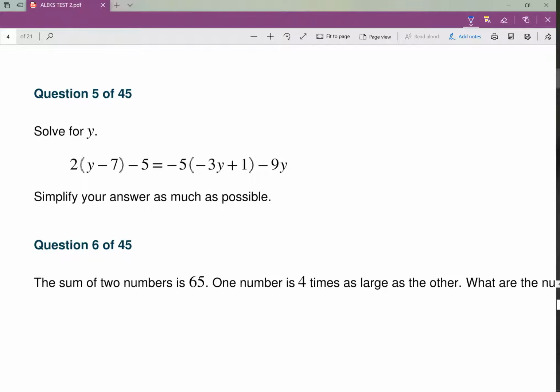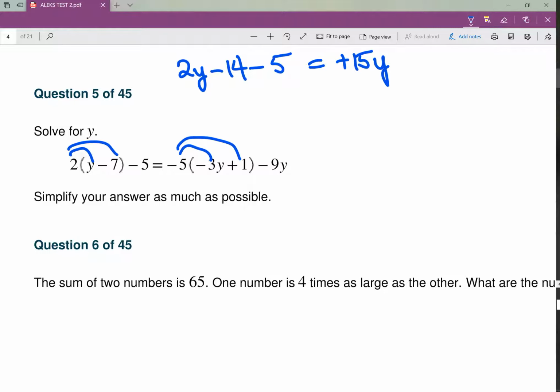Okay, so question 5. This is just a little bit of algebra, just to make sure that you've got the basics. You have a parentheses with a coefficient, or a multiple, in front. Here you have a negative 5, which we're going to distribute as well. You notice that I'm not distributing that 2 to the negative 5. So this is going to give us 2y minus 14 minus 5 is equal to positive 15, because remember, 2 negatives give you a positive as a product, minus 5 minus 9y.